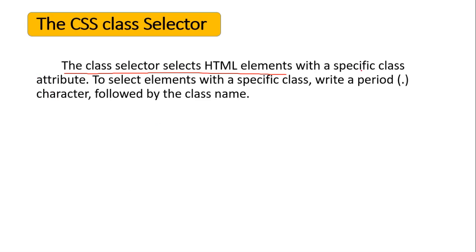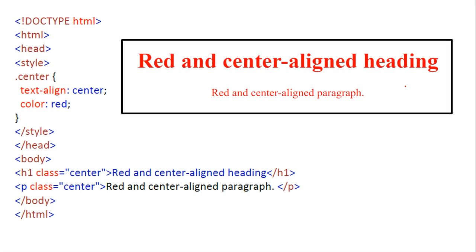The CSS class selector selects elements with a specific class attribute, and to select elements with a specific class, write a period character followed by the class name. So the class selector and the ID selector are almost the same. The only difference is that whenever you use a class, you have to start with a period. All right, so let's look into an example.